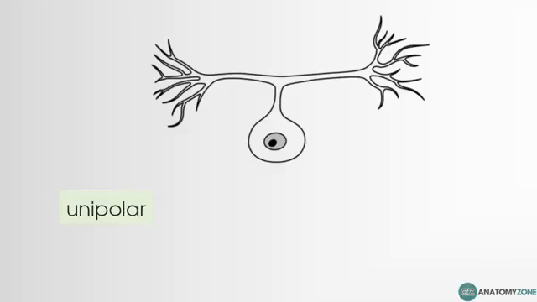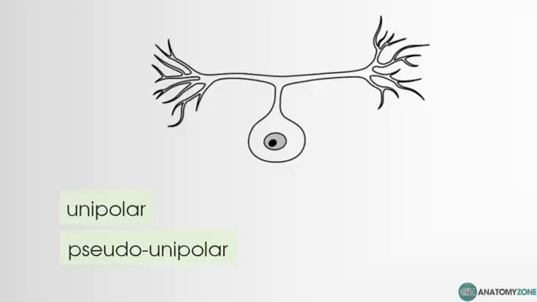So this neuron, as the name suggests, only has one process, so uni referring to one. And this type of neuron is not truly found in humans, it's only found in invertebrates. What humans have is something called a pseudo-unipolar neuron. So pseudo means false, so it's not actually a true unipolar neuron, but this is what we have in humans.